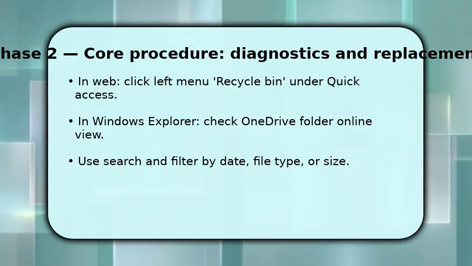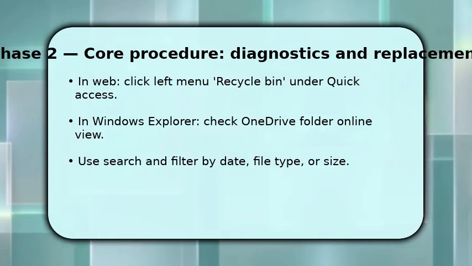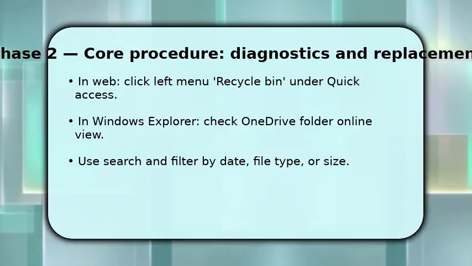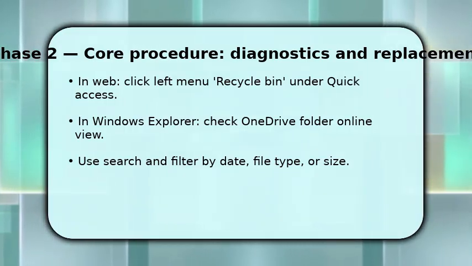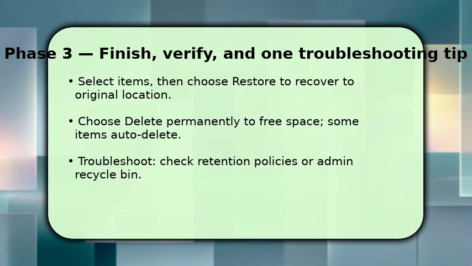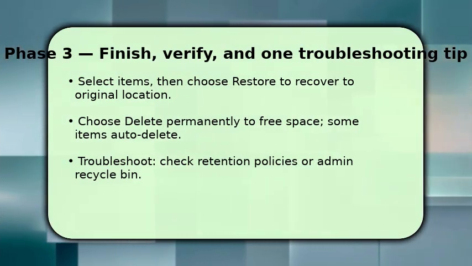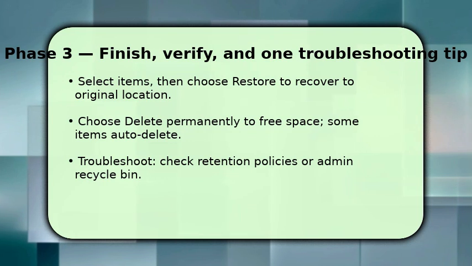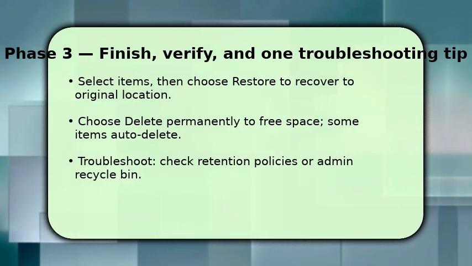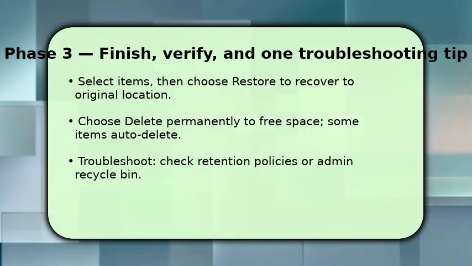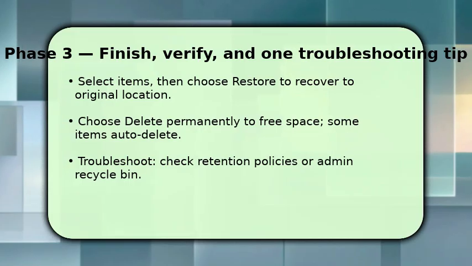Once done, use the search box and filters, date, file type, or size, to narrow results, because OneDrive retains many deletions and filtering speeds things up. Finally, select the items you need and click Restore to return them to their original folders. This preserves versions and metadata. If you want to free space, choose Delete permanently, but be aware some items auto-delete after retention windows. Make sure you act before that expires.